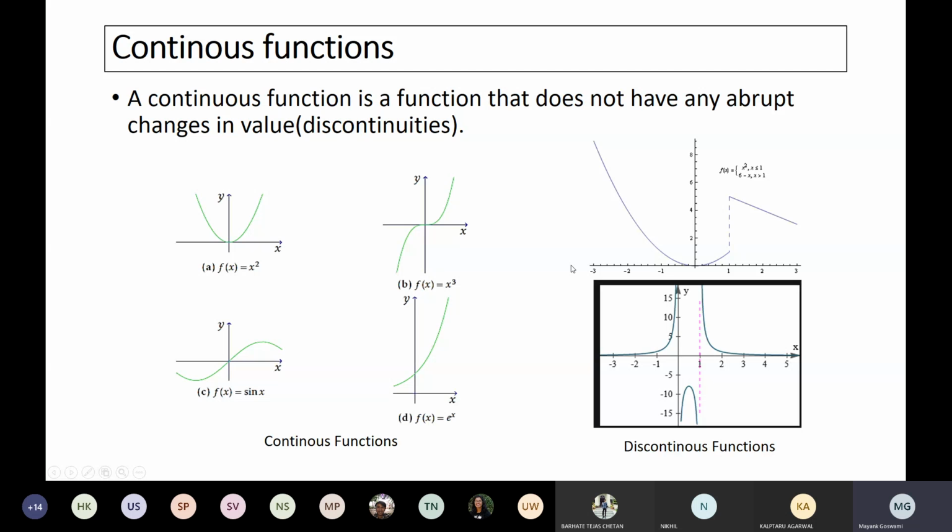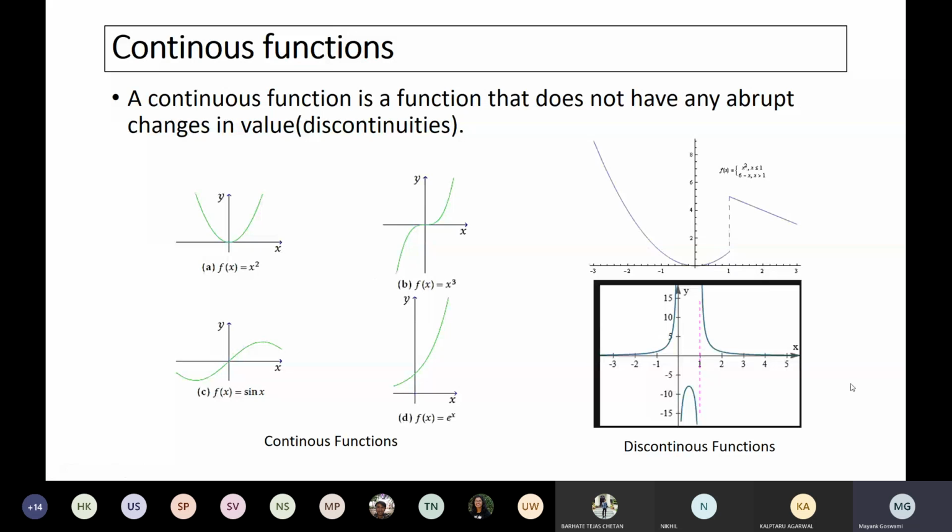So, a continuous function. A continuous function is a function that does not have any abrupt change in its value. It doesn't have any discontinuity over a period. So we can say the function is continuous in a defined range if it does not have any discontinuity. Here are some examples: f of x is equal to x square, f of x is equal to x cube, f of x is equal to sin x, and f of x is equal to e to the power x. These are examples of continuous functions.